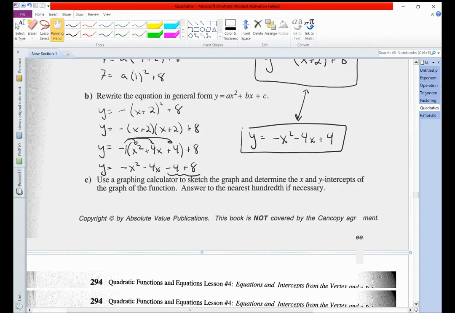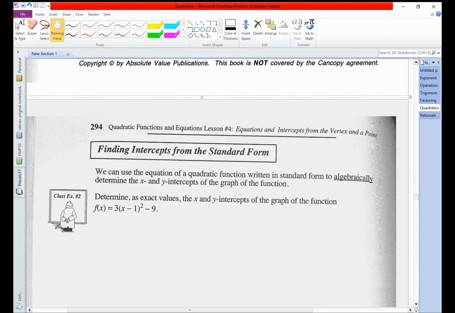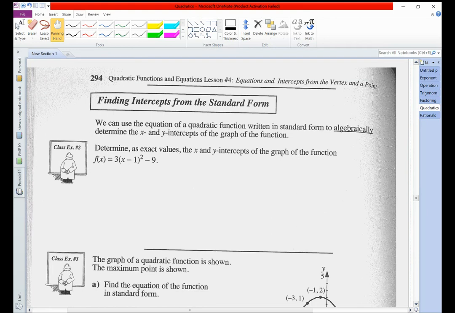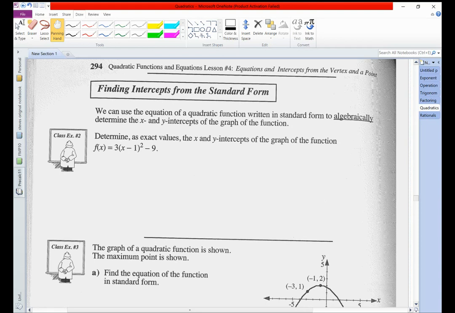We're going to scroll past that, and we're going to look at finding intercepts from the standard form. So now that you've built your equation, you can actually find the intercepts algebraically. You can also graph them, but you're going to have to know how to do both, and this one's a little bit trickier.